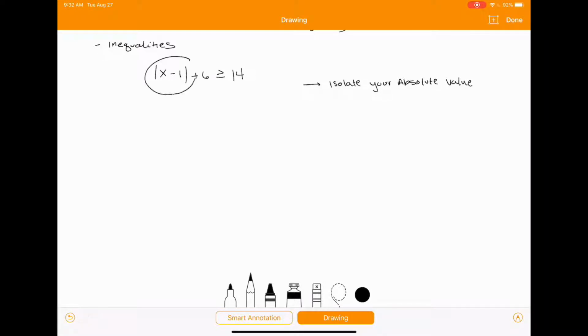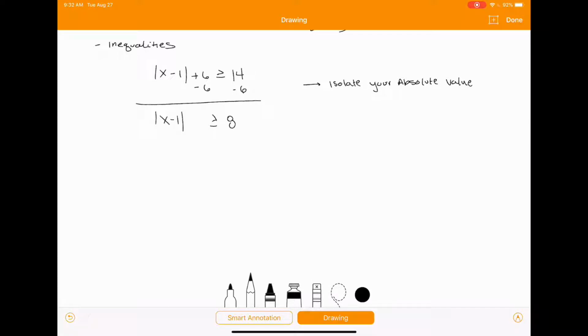So you're going to want to think of this as a group, and you're going to want to get that on one side of the inequality and everything else on the other side. So we're going to go ahead and subtract 6 from both sides, and we'll get the absolute value of x minus 1 is greater than or equal to 8.